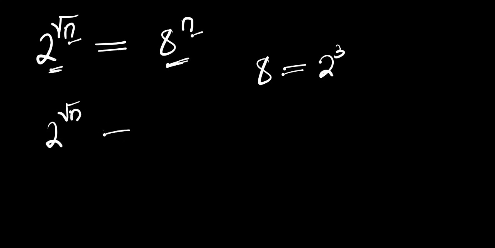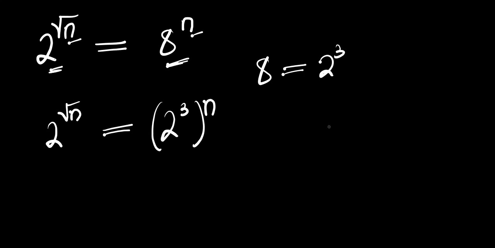And for you to do that, you simply observe this number is 8 and 8 is an even number. So we can replace 8 with 2 to the power of 3. So that means we are going to have 2 to the power of root of n equals 8, which is 2 to the power of 3, and this is raised to the power of n.